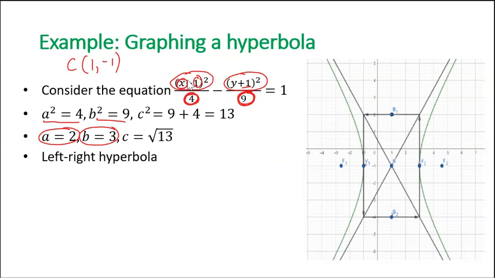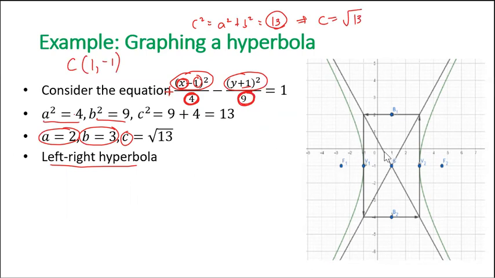Since the variable x is the one with the positive term, this means that the orientation of this hyperbola is left-right. Now, for the value of small c, we know that the formula says c² is equal to a² plus b². Since a² is 4 and b² is 9, we get c² equals 13, which indicates that c is equal to the square root of 13.